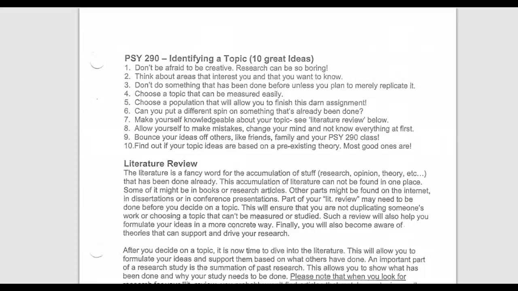Number 3, you don't want to do something that's been done exactly the same way before unless you're trying to replicate maybe an old classic study. That's not usually the case. Pick something that's your own original idea. Number 4, what can be measured easily?